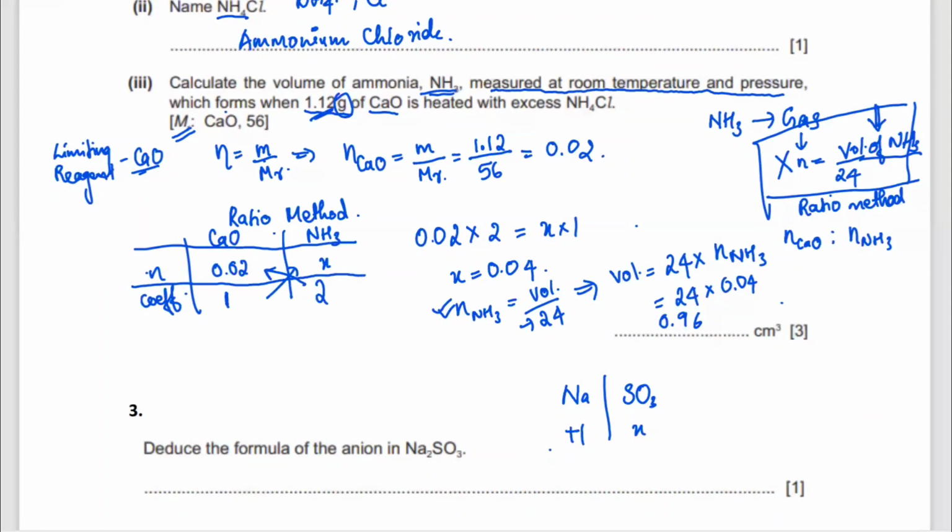Now, in order to get the formula, what do we do? We just crisscross the charges and write the formula. So Na will have X as its subscript, and SO3 will have the charge of Na, which is 1.